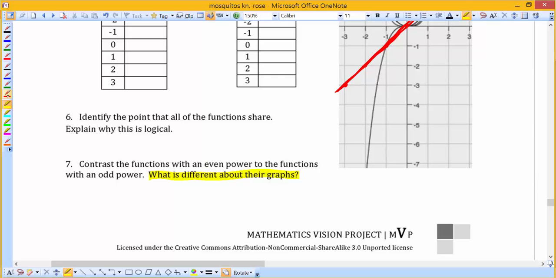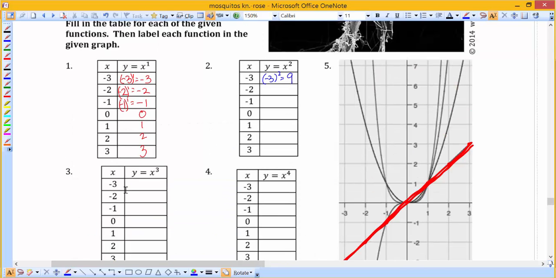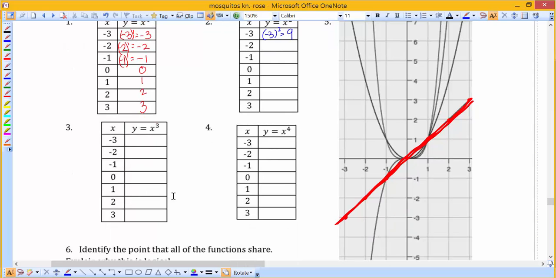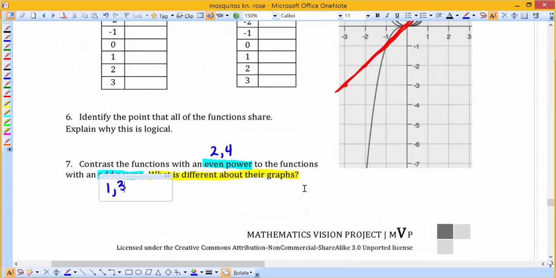How is an even power, which is the 2 and 4, different from an odd power, which is the 1 and 3? So that would be the exponents of 2 and 4. That would be an exponent of 1 and 3. And that's even how they have them numbered. Even exponents, 2 and 4. Odd exponents are 1 and 3. So that's what you guys are going to go through and use for your ready.